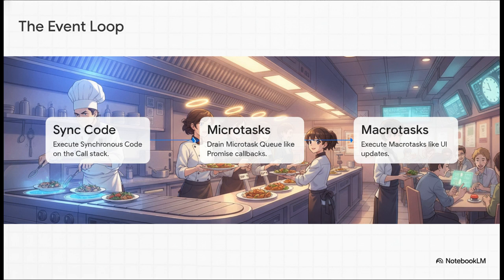Once that's empty, it immediately checks something called the microtask queue. This is essentially the VIP line, and it's reserved for your promise callbacks. The engine will completely drain this entire microtask line. Only when both the call stack and that VIP microtask queue are totally empty will the engine finally move on to the macrotasks, and that's where your UI rendering and setTimeout callbacks live.